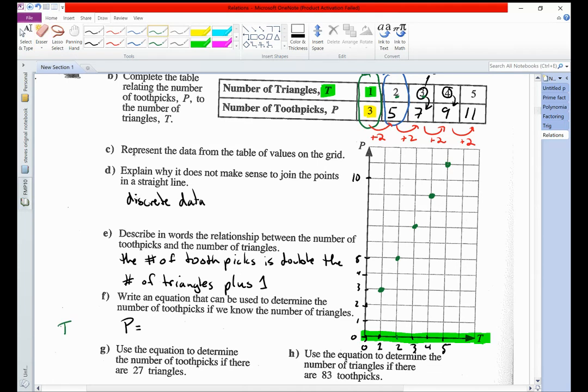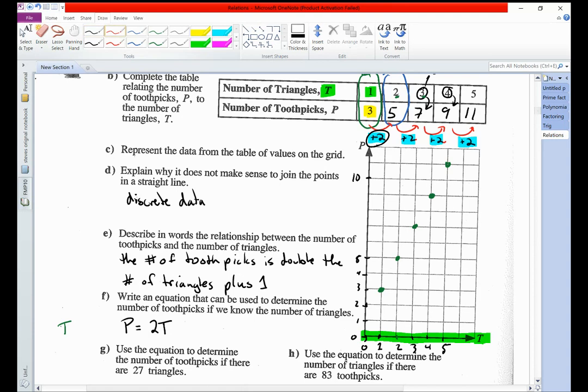So mathematically, the easiest way is to start with the P values. Look at by how much each P value is going up. You see it's going up by 2 every time. So the easiest way to do this, especially with linear relationships, which is what we're always going to be dealing with, is you take that value of positive 2, because we know it's going up by positive 2 every time, and you multiply it by the other variable, in this case T for triangles. So we know P is equal to 2 multiplied by T.